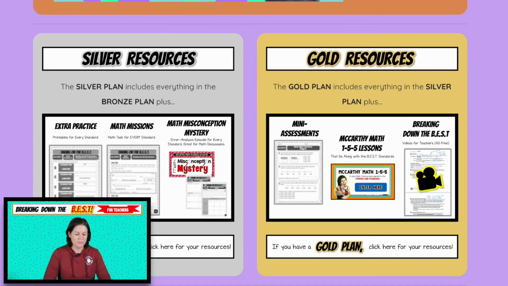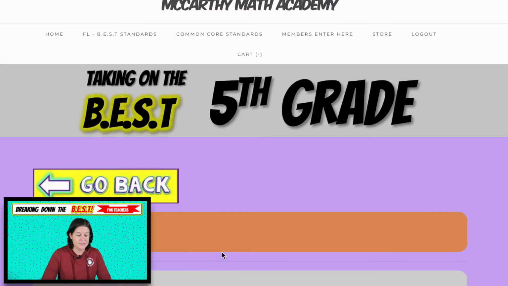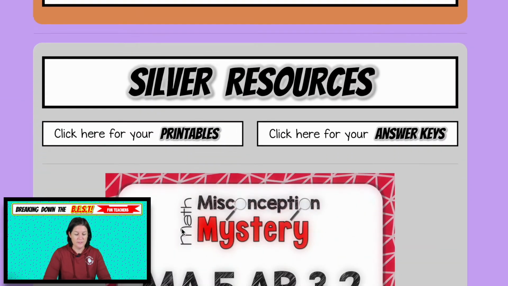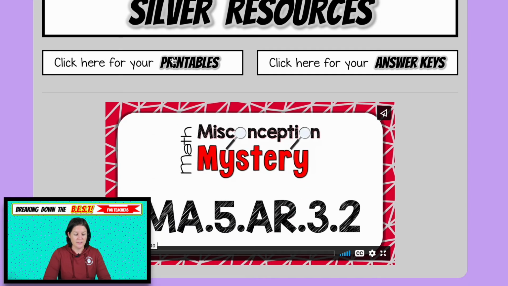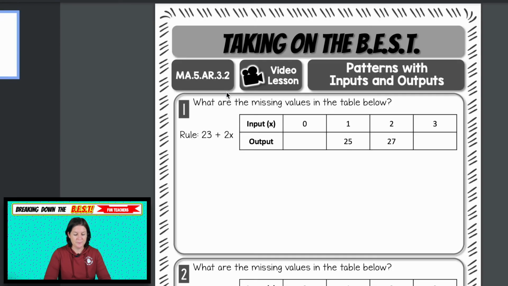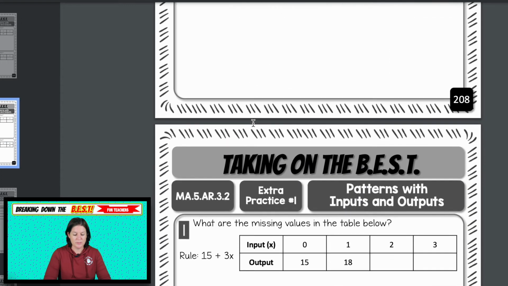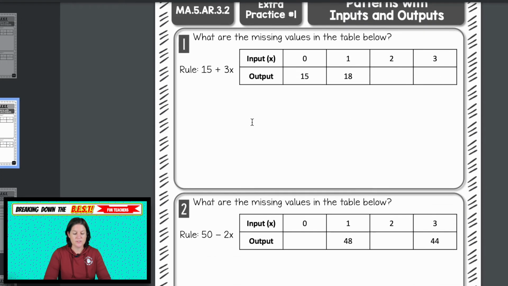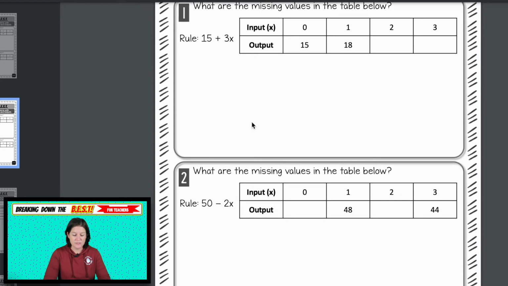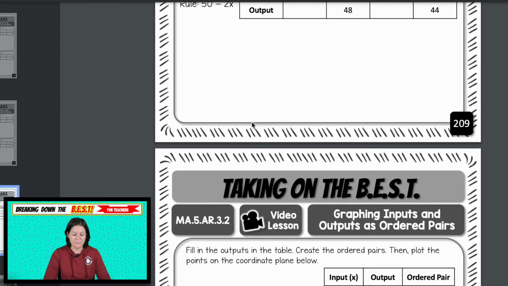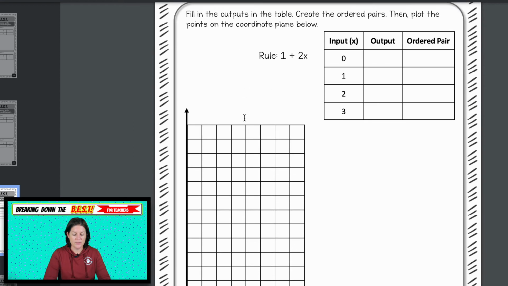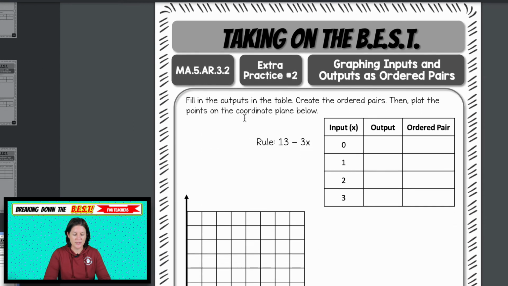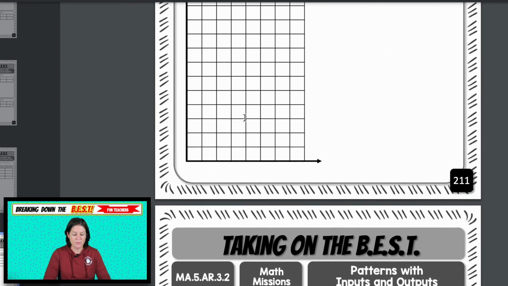Now, if you are a silver member, you have extra practice pages involved. So go here to click for your printables. Here's that same video lesson worksheet with the bronze membership, but then you have extra practice pages that look very similar to what we just did in the video lesson. And here's your second video lesson. Just has everything together and extra practice.